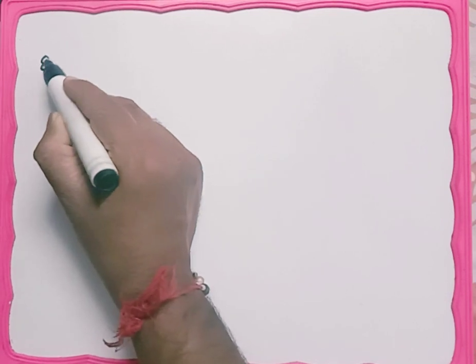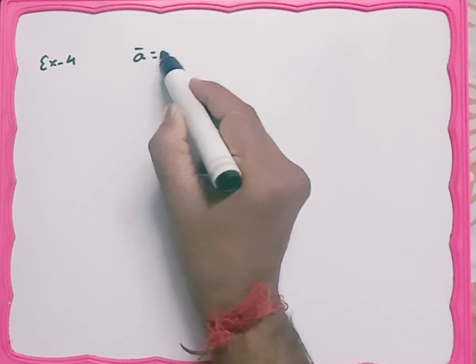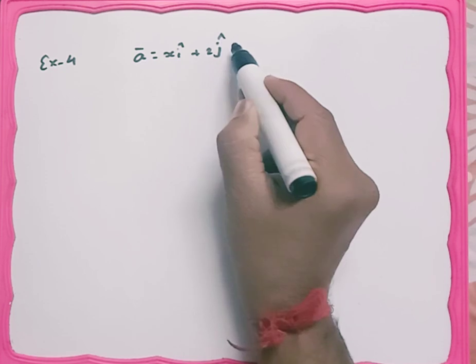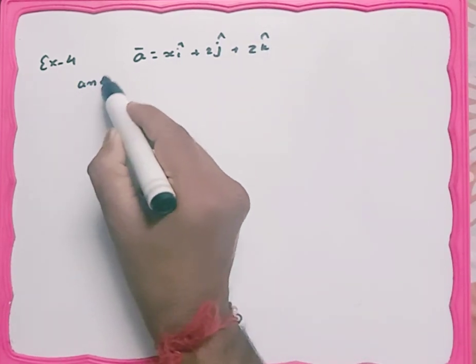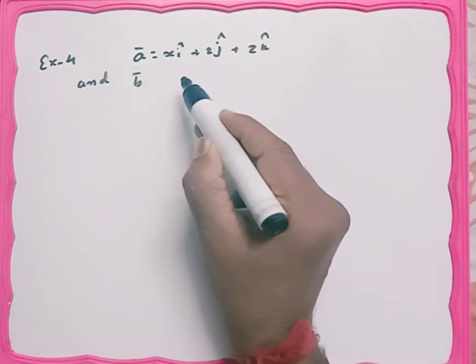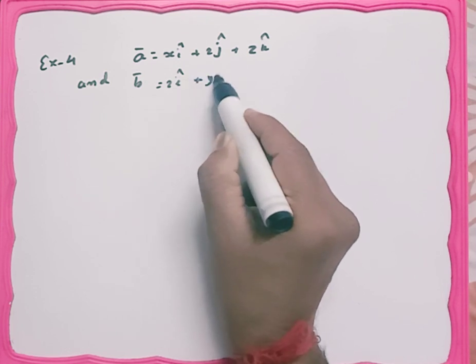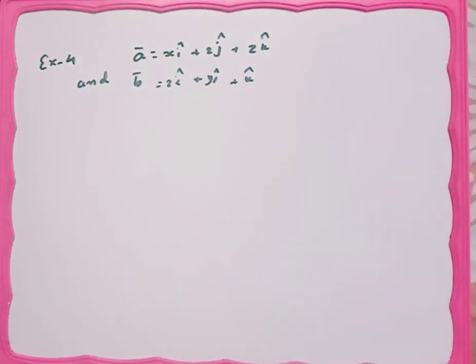So example 4 we have a bar equals xi caret plus 2j caret plus zk caret and b bar equals 2i cap plus yj cap plus k cap are equal vectors. Then find the values of x, y and z.